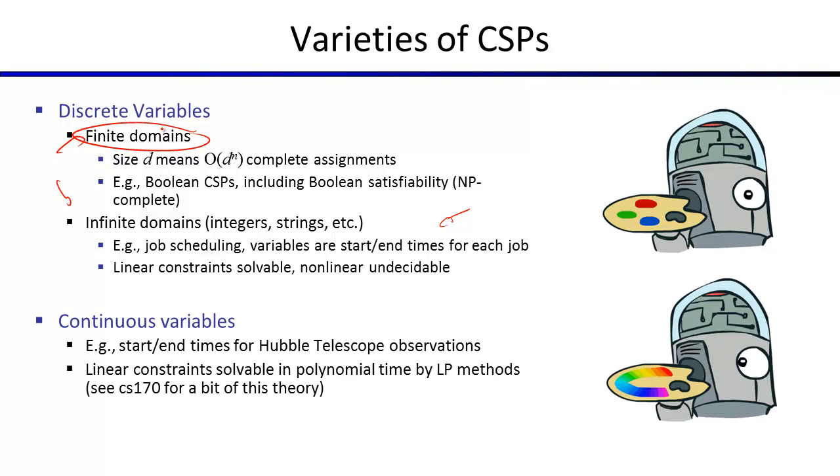You could also have continuous variables. Sometimes it makes the problem harder, it's not something we're going to look at, but if you want to learn more about that, check out CS170, where there's some theory about how to deal with linear constraints and continuous variables.